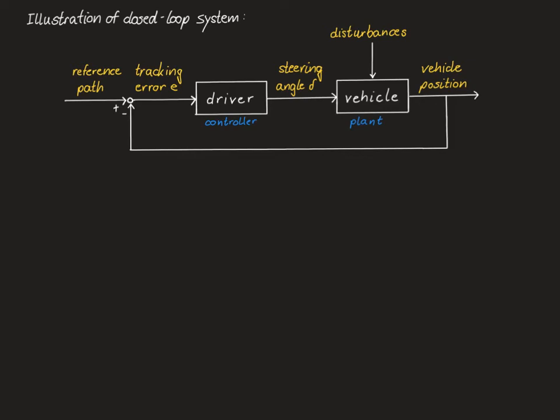As always in controls, there are disturbances acting on the plant, in this case the vehicle, which prevent the vehicle from following the reference path perfectly. And that's besides any deficiencies that the driver may have as a controller, in the sense that the driver himself will not be able to track the reference path perfectly. Now, as we have been saying, it is indeed desirable to examine this closed loop system, including the driver and the vehicle.